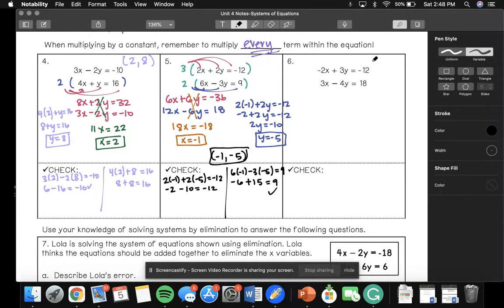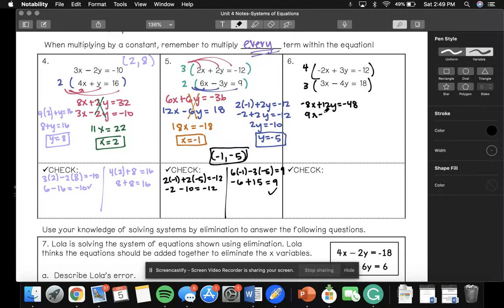Okay. So for this one, we have positives and negatives in both of them, so you get a little bit of freedom. I'm going to make the y's eliminate just because that's what we've been doing. So I see a 3 and a 4, so I think of the least common multiple, which would be 12. So I'm going to multiply the top one by 4 and the bottom one by 3. Okay, so then I should get negative 8x plus 12y equaling negative 48.